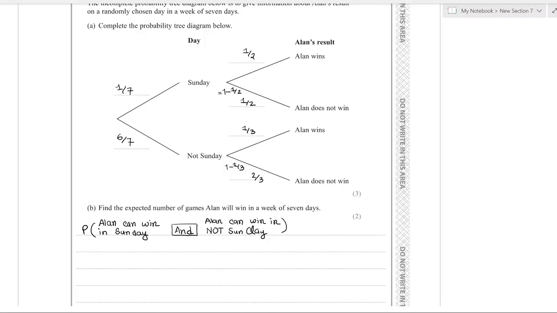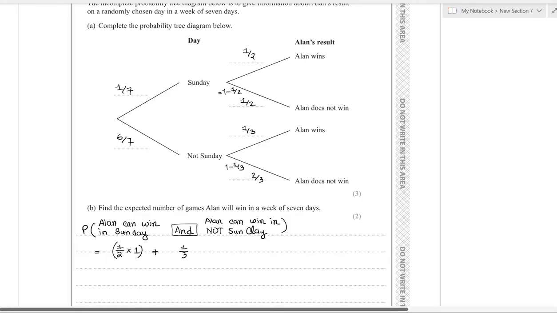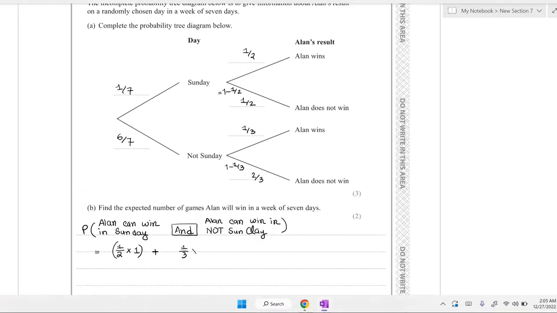So as we can see, there is an and inside the two conditions of the probability, so we are going to use the and rule, that is the plus rule. What is the probability of winning on Sunday? That is 1 by 2. And as there is only one Sunday, it will be 1 by 2 into 1. According to the and rule, we need to add the probabilities for the two different conditions. The second condition was Alan can win on not Sundays. On not Sunday, the probability of winning the game was 1 by 3, and there are 6 days that are not Sunday. So Alan can win on other days, that is 1 by 3 into 6. Now if you calculate it, you get a value of 5 by 2.